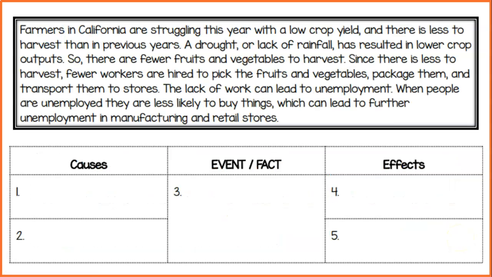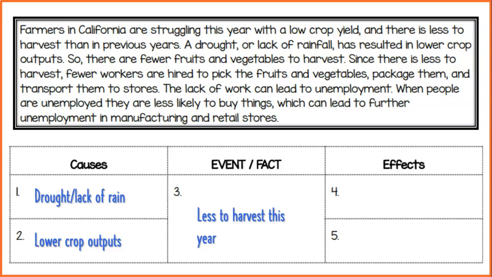So if we look at that passage, we have to decide, okay, what caused the event? What is the event? What are the effects of those events? Well, our first cause is there's a drought, there's a lack of rain. The drought and the lack of rain means that there's less crop output, there are fewer plants growing. All of that leads to there being less to harvest this year. What are our causes? Lack of rain, fewer plants. That means there's less to harvest. What happens because there's less to harvest? What's the effect of there being less to harvest? Well, there are fewer workers hired, and that means unemployment is higher.